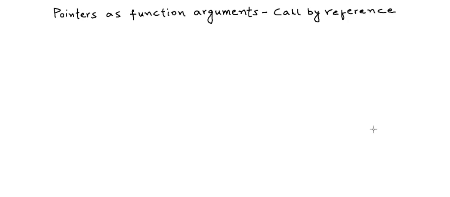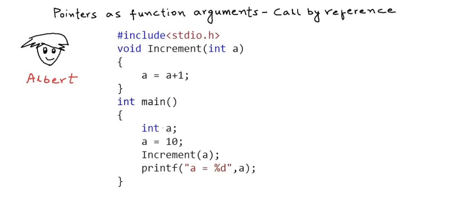So let's discuss a scenario. Albert is a beginner programmer and he has recently learned about the concept of user defined functions. Now he tries to apply this concept and he writes a simple C program like this. What he is trying to achieve here is that he has an integer variable declared and initialized in the main method, and he wants to increment the value in this variable by 1.